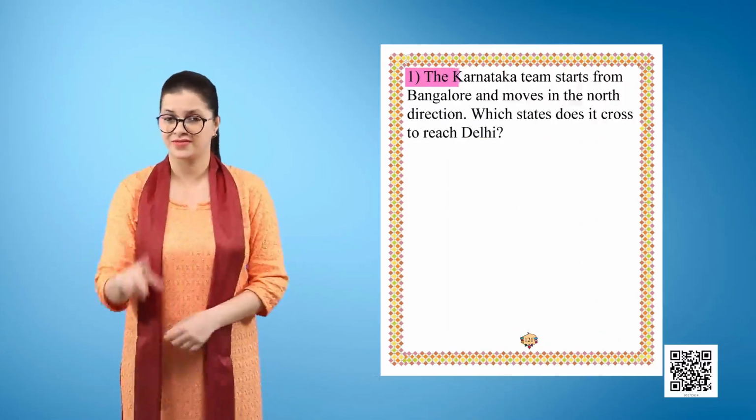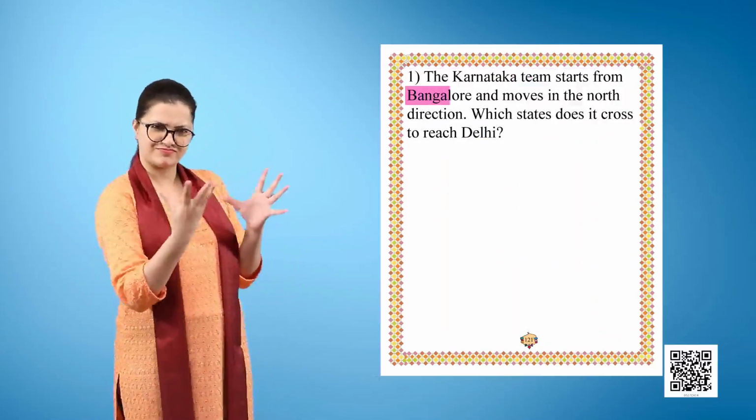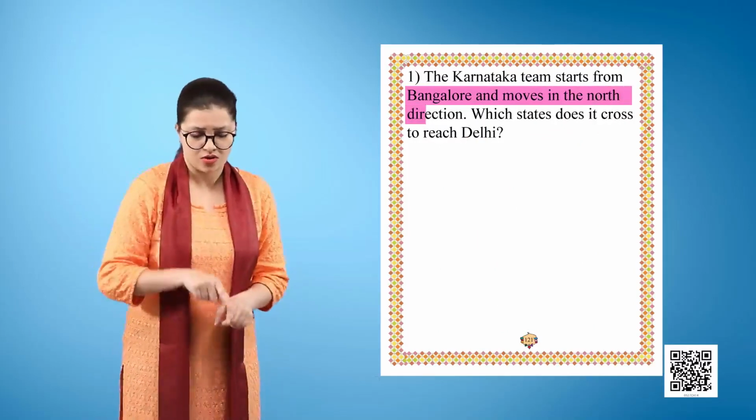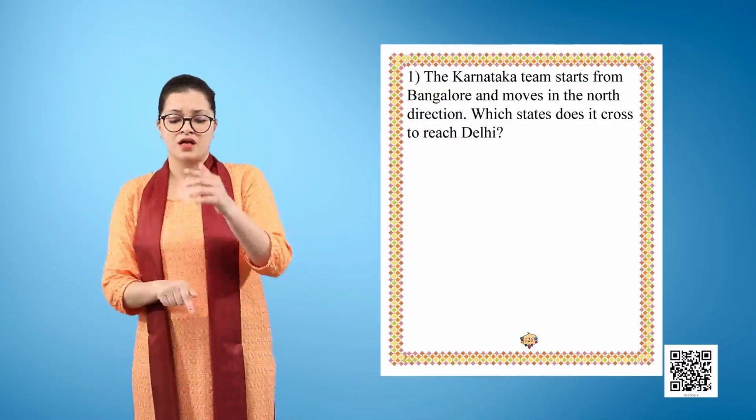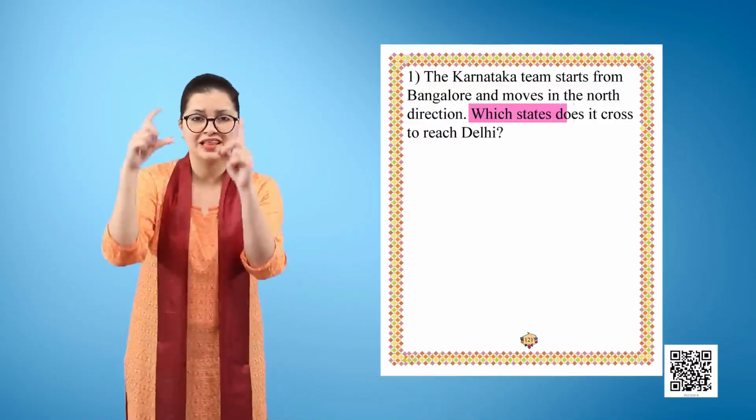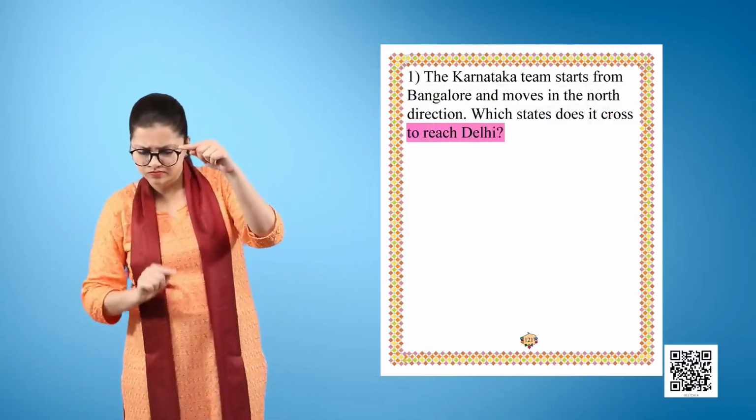1. The Karnataka team starts from Bangalore and moves in the north direction. Which states does it cross to reach Delhi?